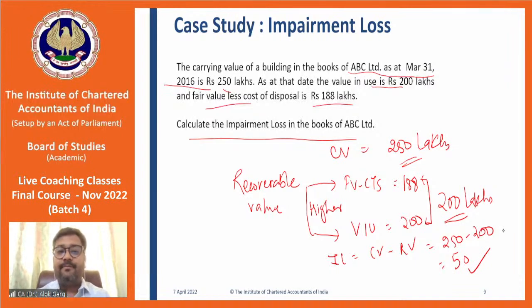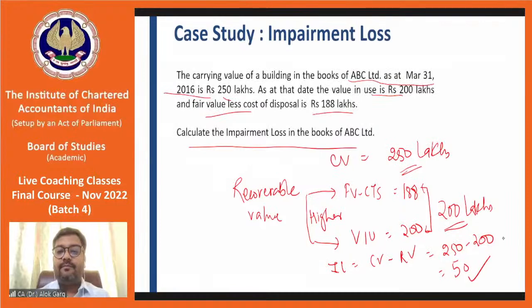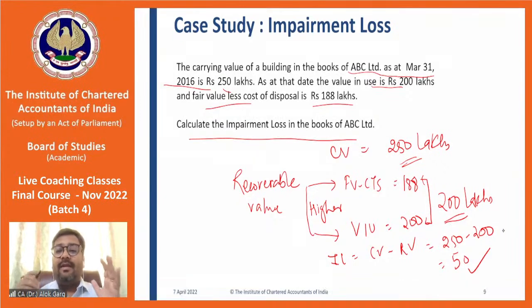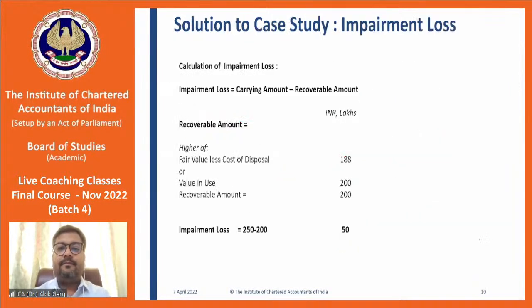Is it clear? Sairam, I will explain what value in use is. Don't worry. I'll explain again what is fair value less cost to sell, what is value in use. But for the time being, just remember that the recoverable value is higher of fair value less cost to sell and value in use. Okay. So this 50 lakh is the impairment loss. Clear?